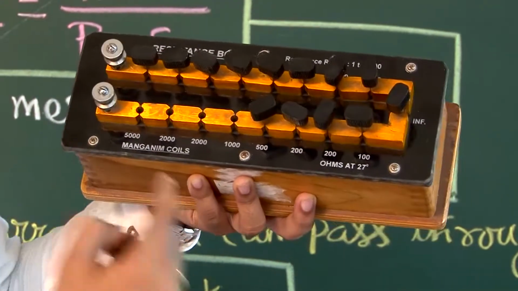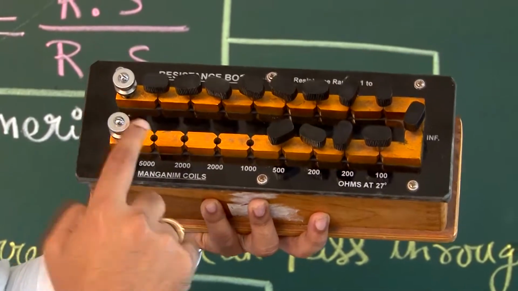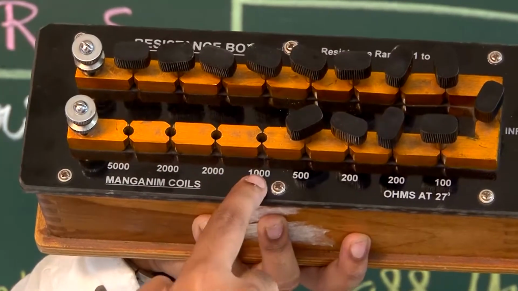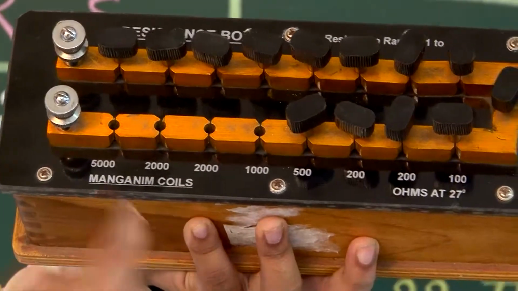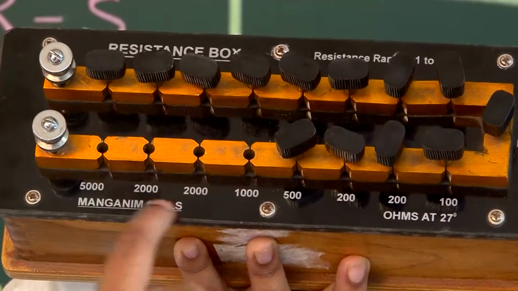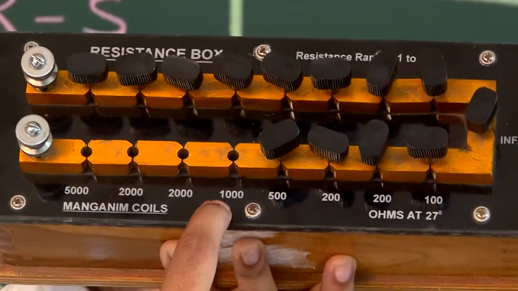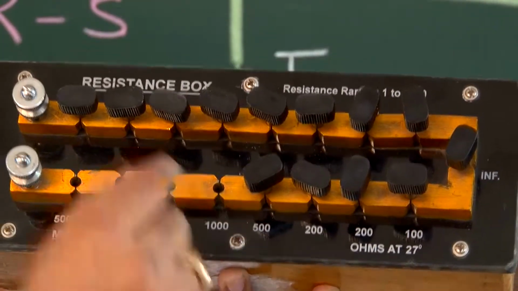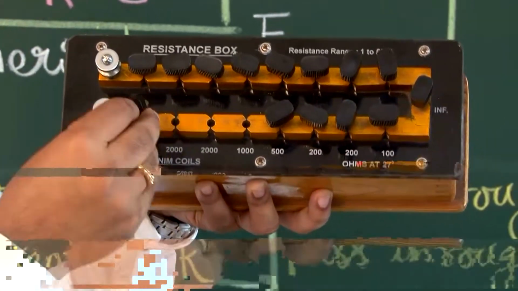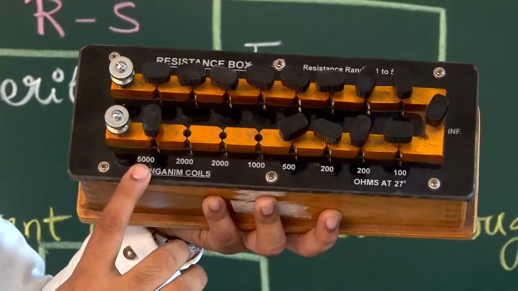Presently you can see here the 5000 key has been taken out, a 2000 key has been taken out, another 2000 key has been taken out and the 1000 key has been taken out. But what will the net resistance be? 5000 plus 2000 plus 2000 plus 1000. That means they are all in series. Simply you have to add all these things. So, this is the need of the resistance box. Whichever key is taken out, that resistance will be active, and whichever key is connected, that resistance will be inactive.